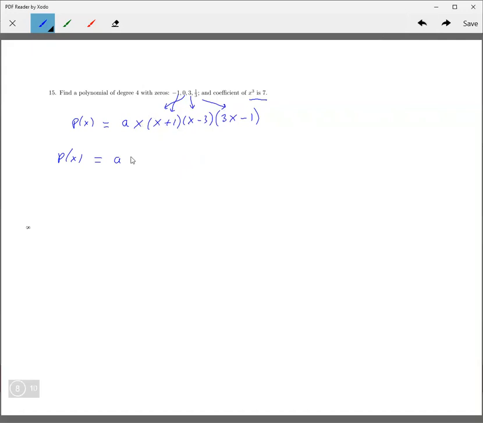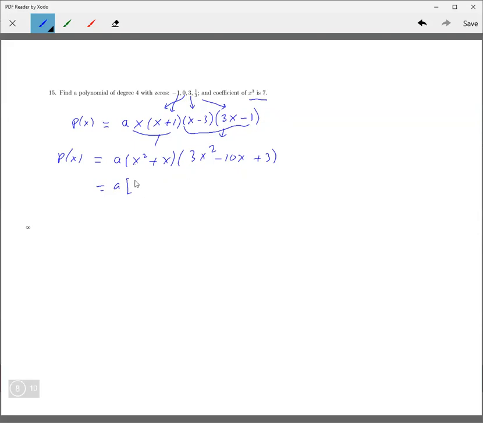We'll multiply these two together. That's x squared plus x. That's those two. And we'll multiply these two together. So that's 3x squared, let's see, minus 9x, that's minus 10x. And then the last one is plus 3. Okay, now we'll multiply these together.